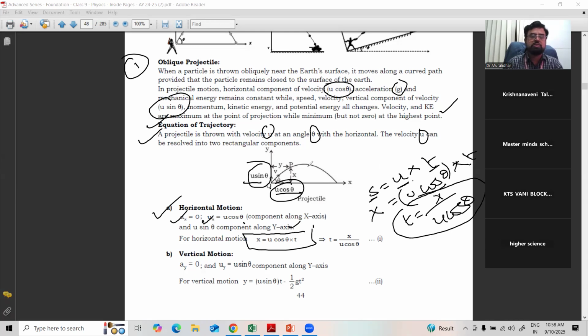Time is equal to x by u cos theta. That is one formula we got, right? That is for horizontal motion of an oblique projectile.